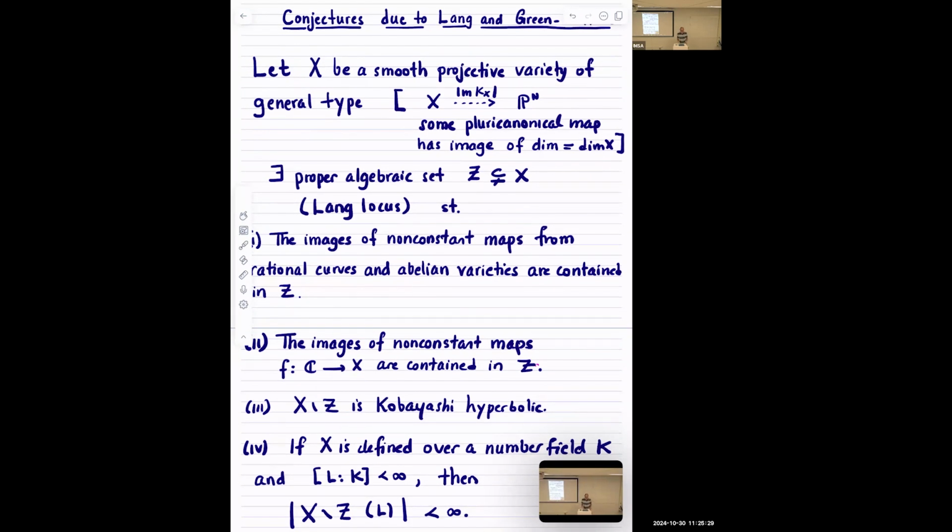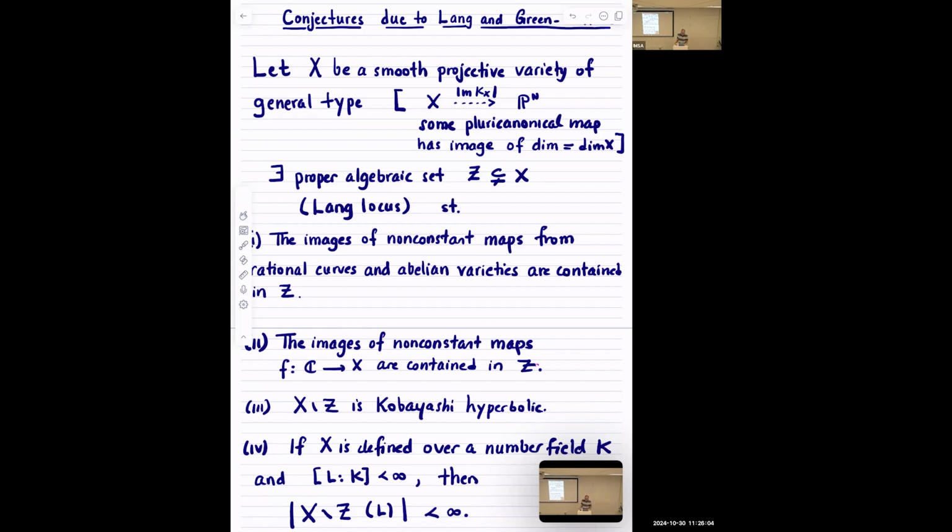All right. So it says the following thing. Suppose that I have a smooth projective variety of general type. Let me remind you that general type means that there are enough sections of the pluricanonical bundle that you get a map to projective space of the same dimension as X. In other words, the space of pluricanonical forms grows as a polynomial of m to the dimension of X. So that's what general type means.